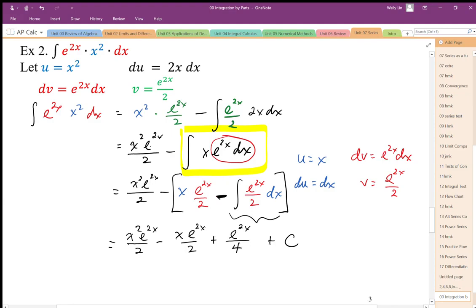Just watch out for the signs, because that's a negative. It's going to change, flip it over. But there it is. There is the integral of that. This is my original function, and there is the antiderivative of that function.